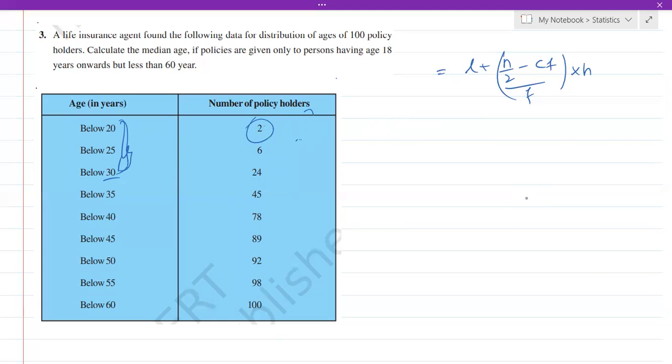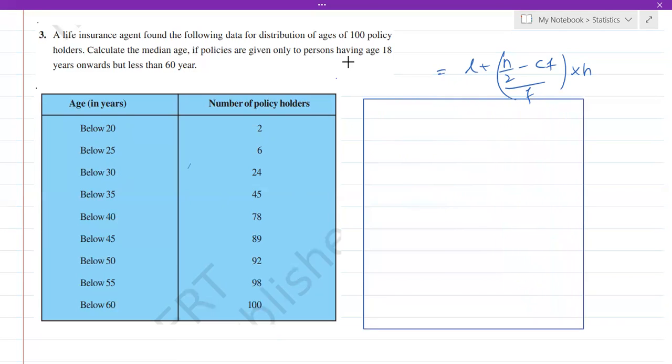We write the first value as it is. Then with the next value, we add it and we write it. Okay. Basically, remember, if it is given in the type of below or above, then the corresponding thing is actually CF. It is not F. So to find median, we need F, which means we have to reconstruct the table. So let's quickly reconstruct the table.